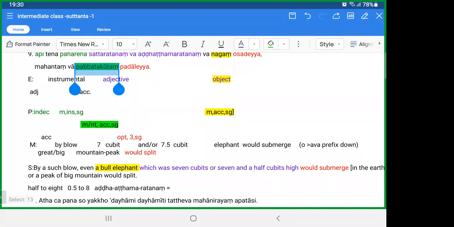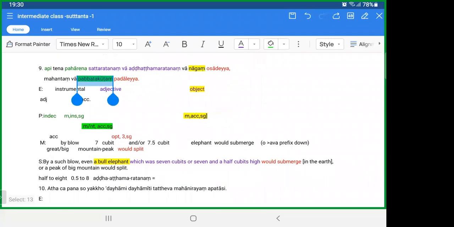So when you study like this, first the feel good is you get the vocabulary very fast, and it's interesting, and you try to understand the syntax, or how the arrangement of it. Now you understand osadeya means was submerged. Pada leya, word split. So you get already two verbs here, and you also get the noun already, and you also see the adjective.